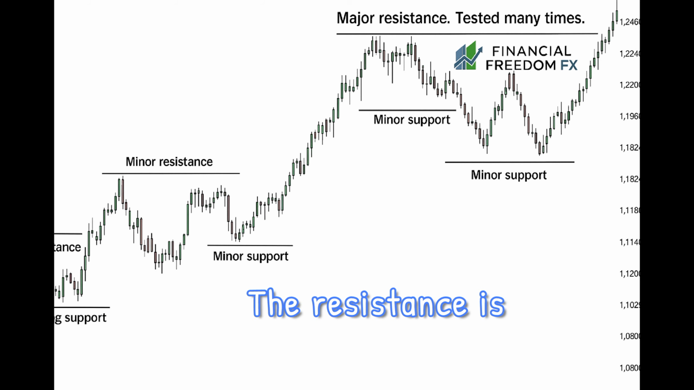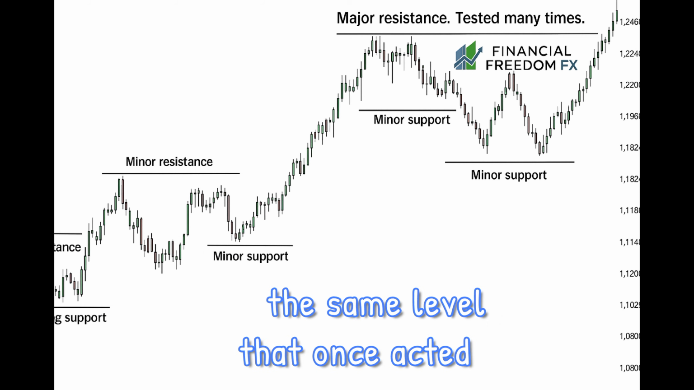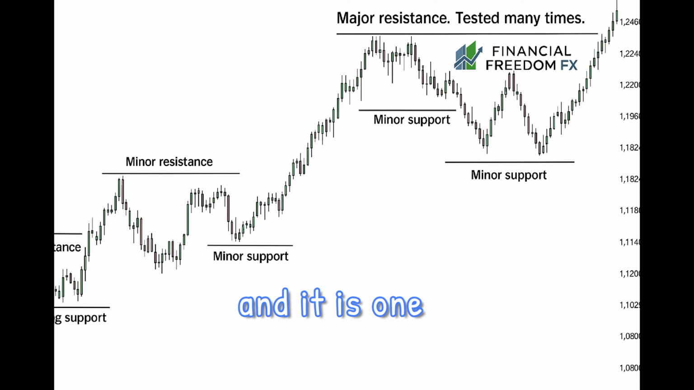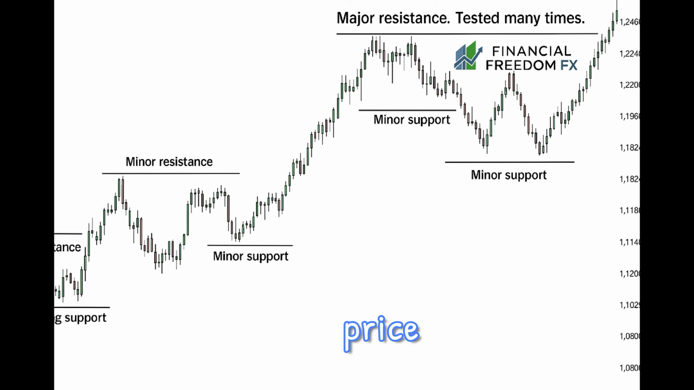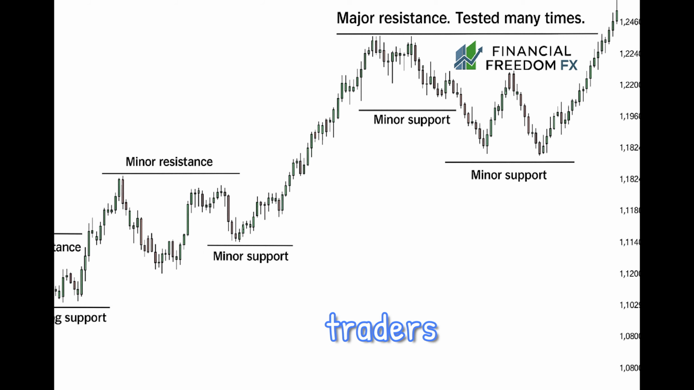The resistance is broken. After the breakout, the same level that once acted as resistance now becomes support. This is what we call a support resistance flip, and it is one of the most reliable confirmations in price action trading. The market pulls back slightly and touches the previous resistance, now acting as a springboard for further bullish movement. This level proves to be a great entry point for traders who missed the initial breakout. It's clean, simple, and logical.